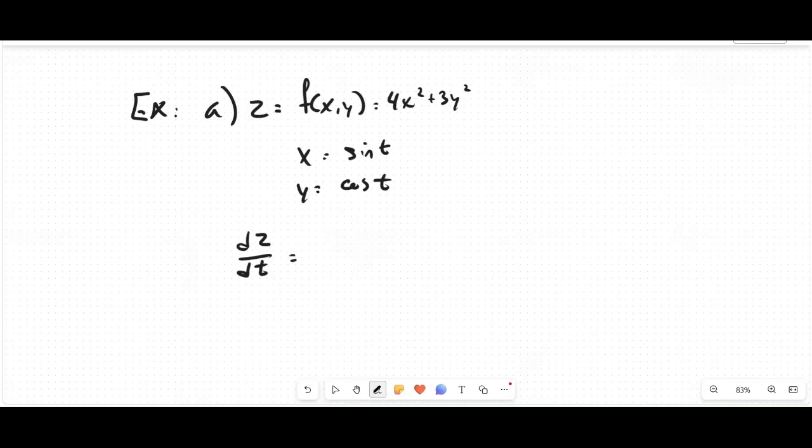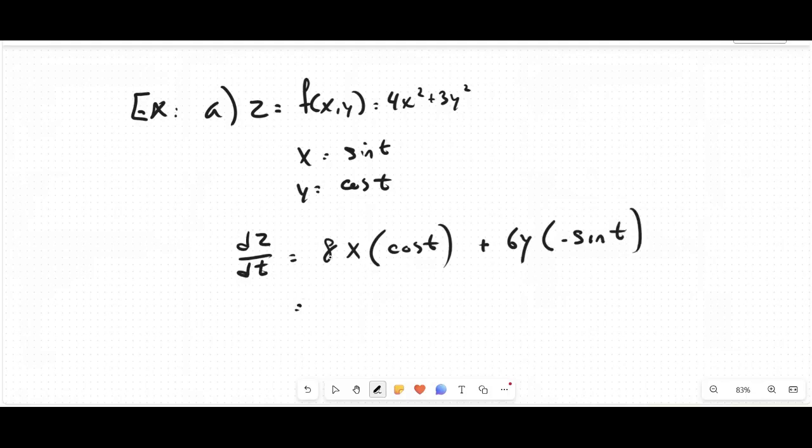So I need to do two things here to find this derivative. Or maybe four things if you want to think about it this way. First, I need to differentiate f with respect to x. That's just 8x, the 3y squared vanishes. And then I need to multiply by dx dt. This is cosine of t. I also need to differentiate f with respect to y and multiply by dy dt.